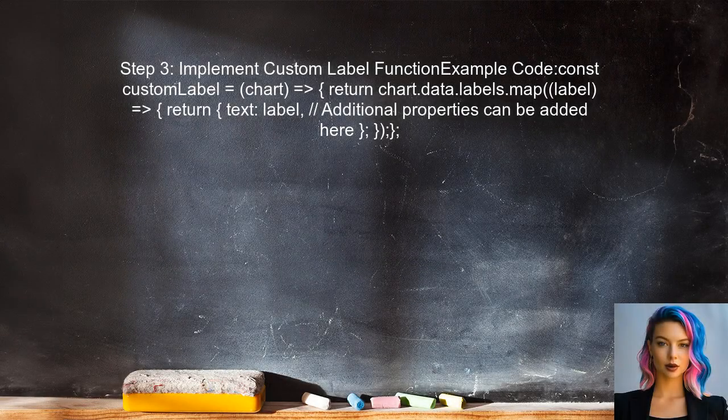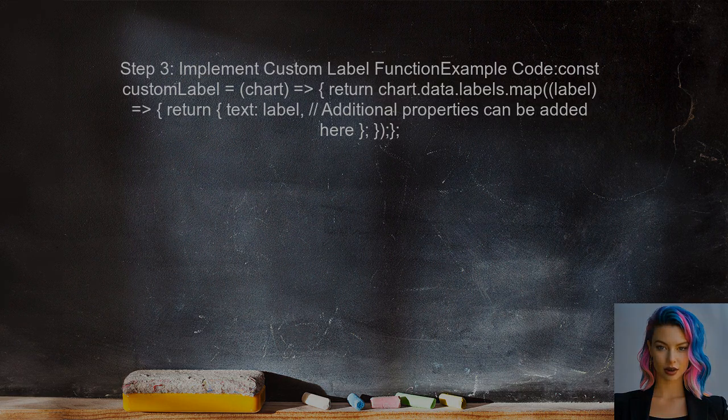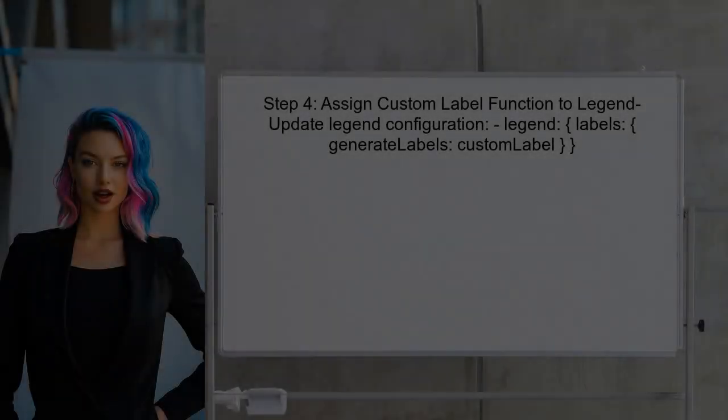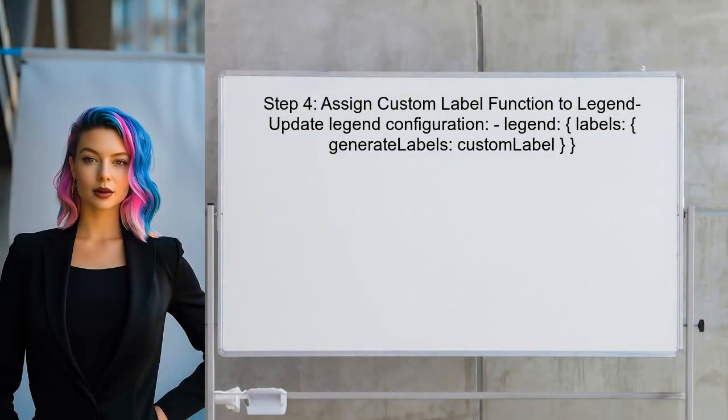Now the user should implement a custom label function. This function will return an array of labels, ensuring each label is formatted to appear on a new line. Finally, the user needs to assign this custom label function to the legend configuration. This will ensure that the labels are displayed correctly in the chart's legend.